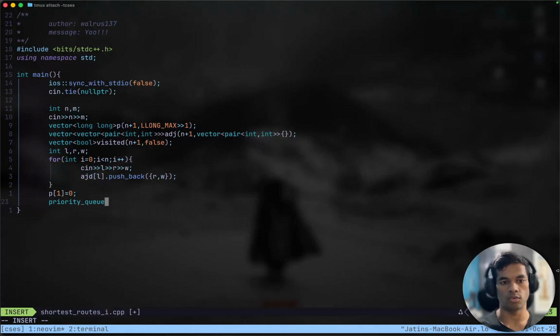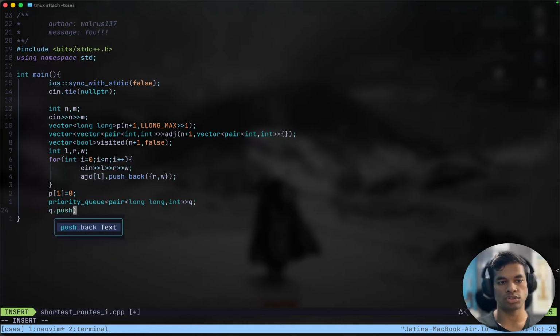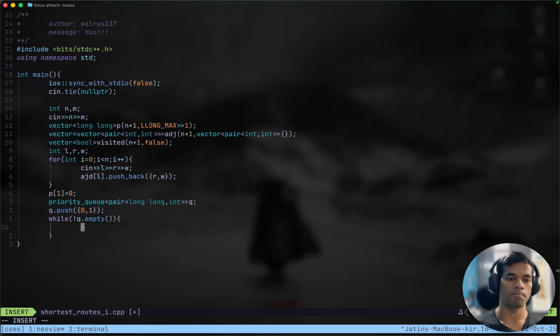priority queue storing a pair, long pair, and we'll call it q. We will push onto our queue the values, distance is 0 and node 1, and then we will keep running our loop while there is something in the queue. While not empty, we will take auto, we don't need the weight, we only need the ith node from the top of the queue, which is q.top, and then we will also pop this thing off.